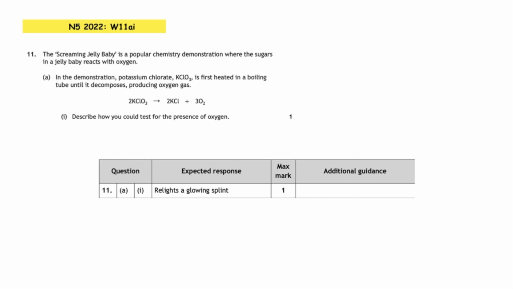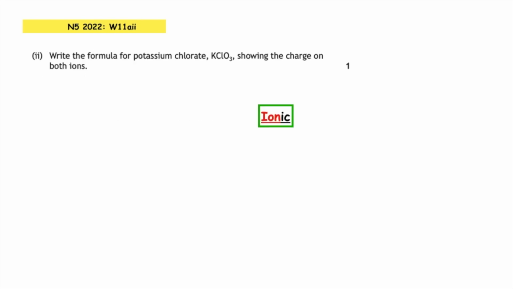Question 11a part 2, write the formula for potassium chlorate, KClO3, showing the charge on both ions. Remember, the ionic formula is usually formed between a metal and a non-metal ion. If we take potassium, which is a metal, it's found in group 1, so it would want to lose 1 electron to form a positive ion. The ClO3, which is the non-metal part, will be together, and because the charges have to balance, it means that the charge on the chlorate has to be negative.